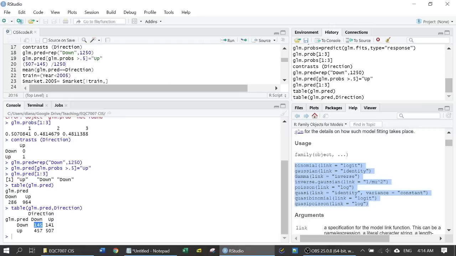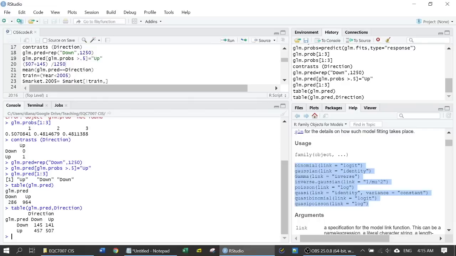So 145 observations, the actual value is down and we predict it to be down, and 507, the actual is up and we predict it to be up. This is the thing that we have correctly classified. However, we have made an error for this part, which is actually down, but we predict it to be up, and for this part, which is actually up, but we predict it to be down.